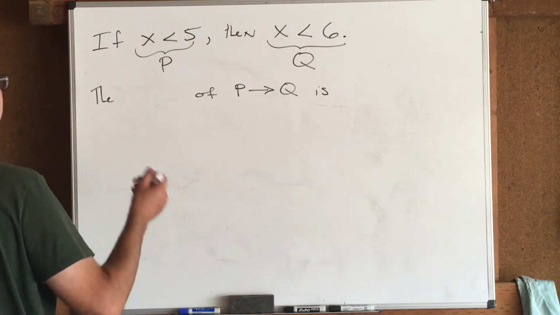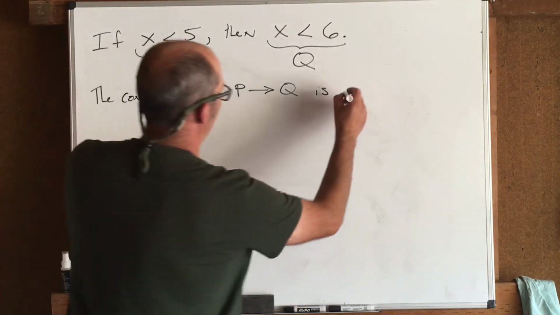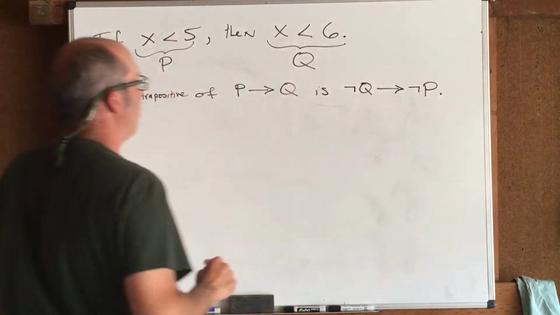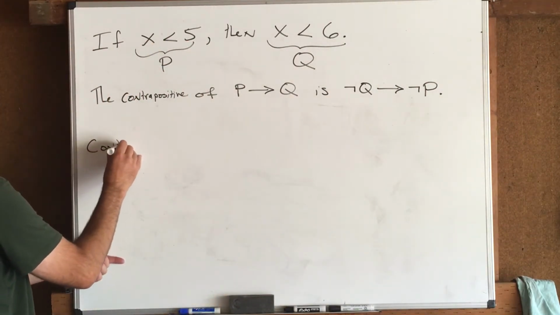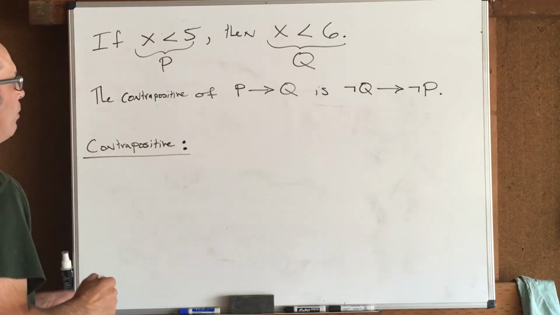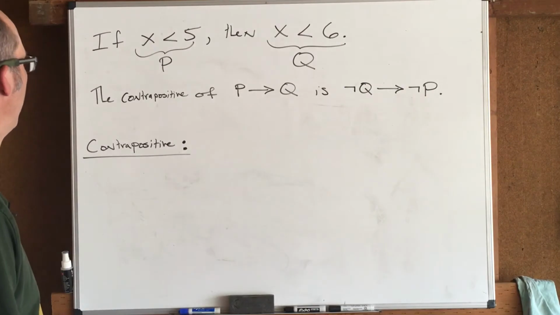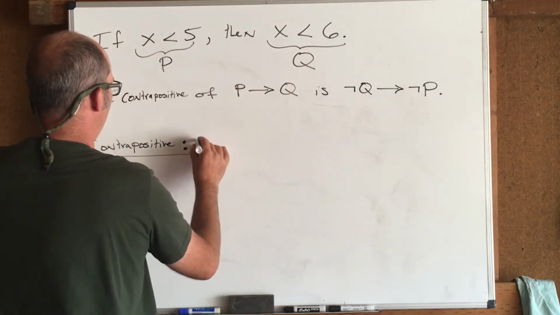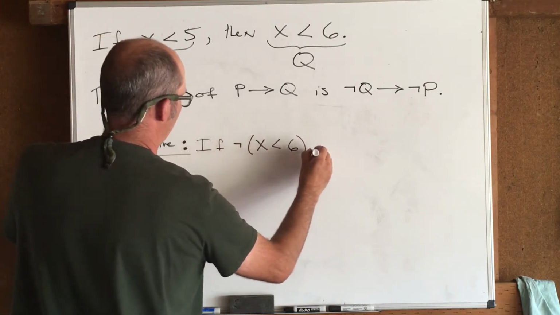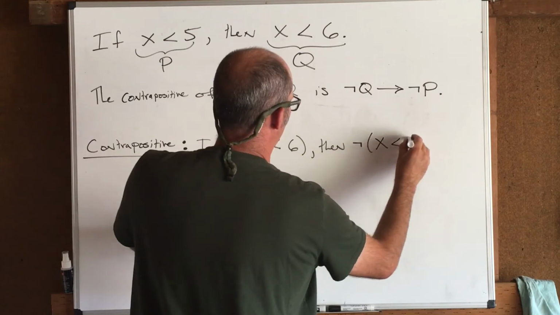Okay, now part C, contrapositive. The contrapositive of P implies Q is not Q implies not P. All right, so the contrapositive of this is: if not x is less than 6, then not x is less than 5.